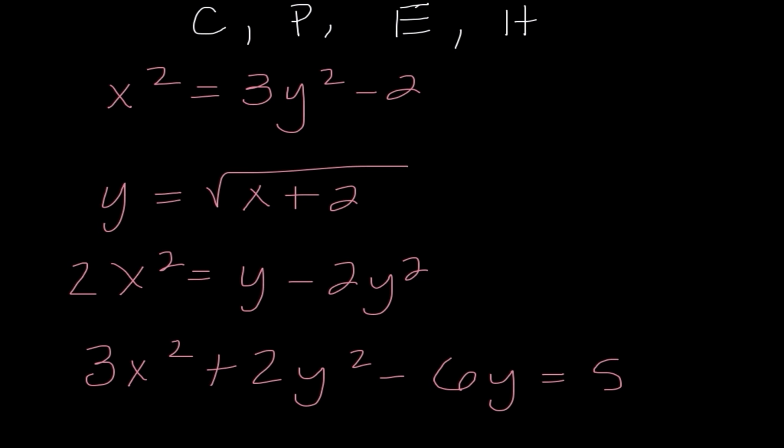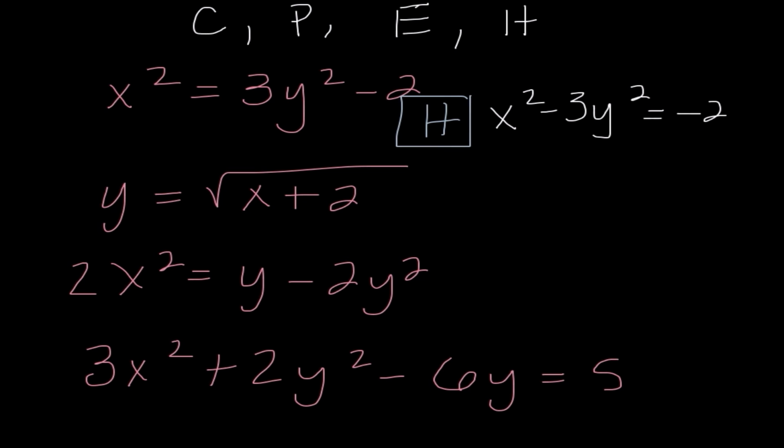Okay, x squared equals 3y squared minus 2. Right away, I know this is not a parabola because I have this squared and this squared. And so really, before I can determine what type of conic section that is, I need to get the square terms on the same side by subtracting that 3y squared over. As soon as I get these on the same side, it's really easy for me to see that we have subtraction, so this would have to be a hyperbola.